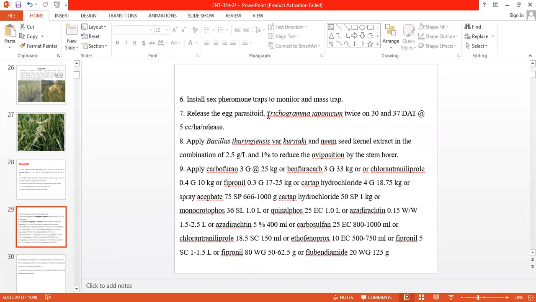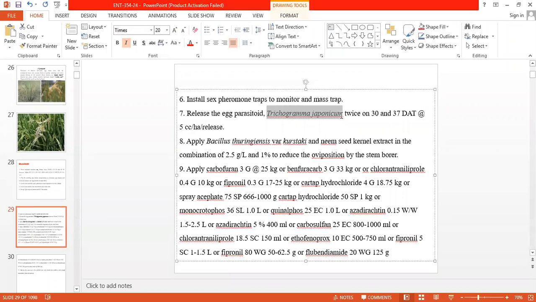Then this is the specific egg parasitoid for the yellow stem borer of rice, that is Trichogramma japonicum. They mainly parasitize the eggs of yellow stem borer. So that's why it is called an egg parasitoid. It should be released 2 times, on 30 and 37 days after transplanting, at the rate of 5 cc per hectare per release. So this is the release of Trichogramma japonicum eggs.